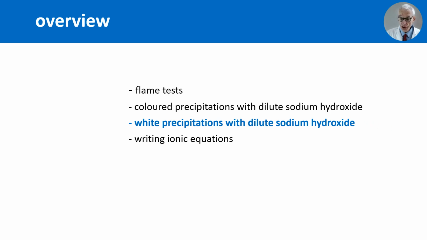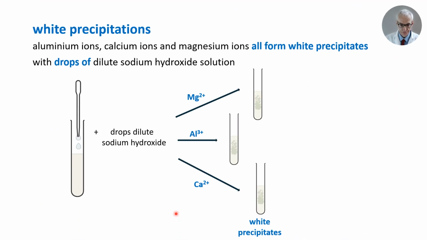Moving on to the formation of white precipitates with dilute sodium hydroxide. The formation of white precipitates is slightly more complicated in that aluminium ions, calcium ions and magnesium ions all form white precipitates with drops of sodium hydroxide solution. So if we have an unknown solution of a metal ion and we add drops of dilute sodium hydroxide, we get white precipitates. That precipitate could be magnesium hydroxide, aluminium hydroxide, or calcium hydroxide.